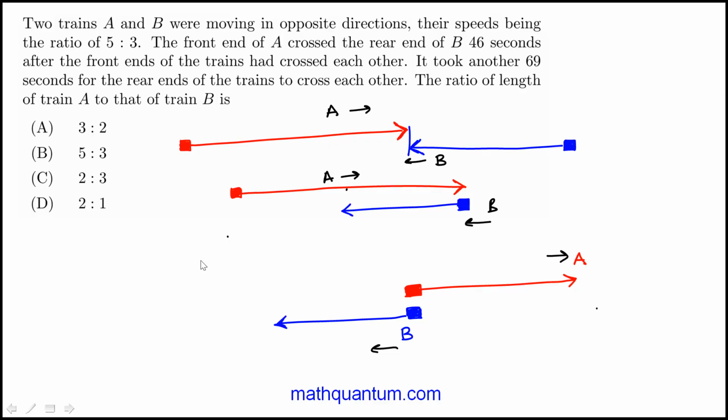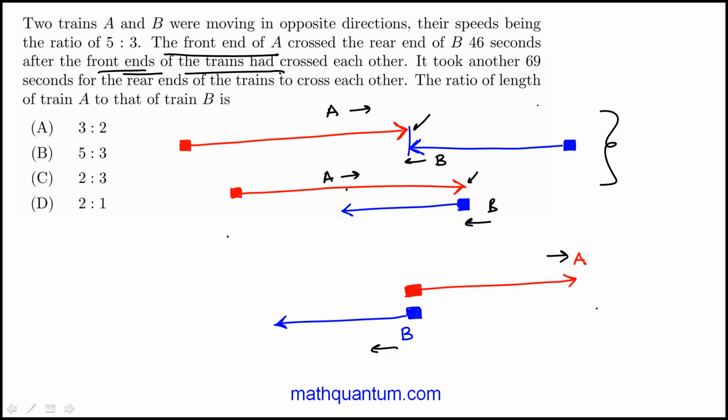So I'll use the schematic to explain the scenario here. If we read that first sentence, we need to start from when the front ends of the trains had crossed each other, which means they both meet. So from this point, we're told that the front end of A crosses the rear end. That's when the front end of A meets the rear end of B.